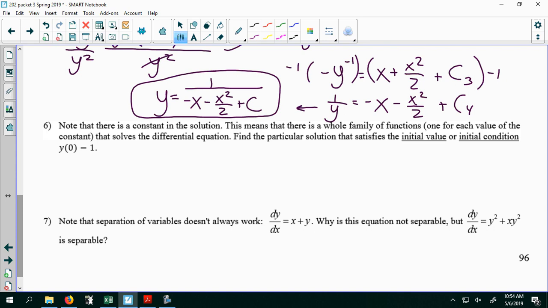We want to find the one particular solution that satisfies the initial value or the initial condition that y of 0 has to equal 1. So y of 0, that means plug a 0 in for all your x's. So you get 1 over negative 0 minus 0 squared over 2 plus c. That's supposed to equal 1. So 1 over c has to equal 1, which means c has to equal 1.